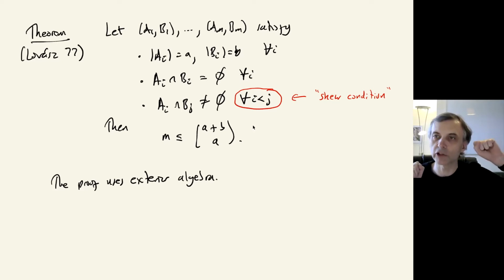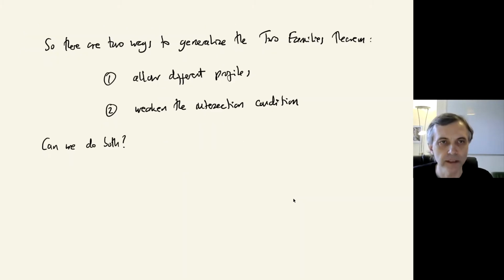This is a skew intersecting condition, and under this skew condition we still keep the original conclusion: the number of sets is at most a plus b choose a. It's another very nice, lovely generalization. The proof uses exterior algebra, and I'll tell you the proof in a few minutes, but we'll need to talk a little bit about exterior algebra first.